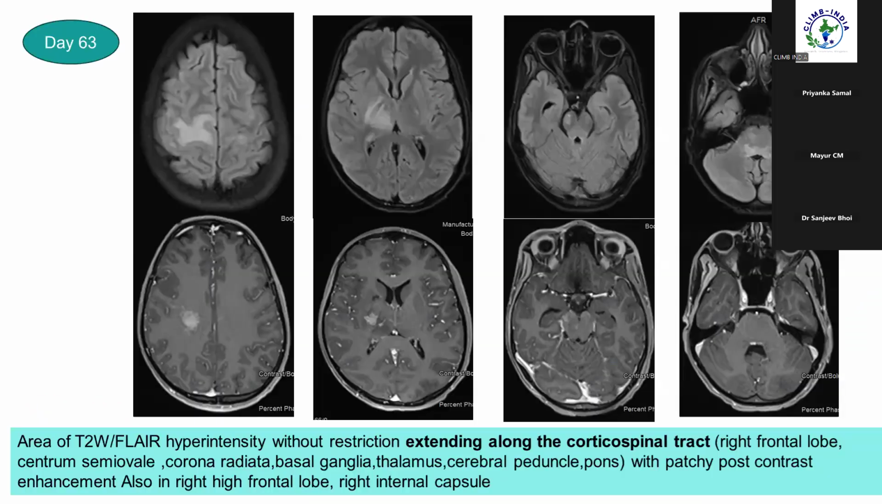On day 63 of symptoms, that is after 12 days of discharge, one more MRI was repeated, which showed again the hyperintensities in the right high frontal region, extending up to the right internal capsule and basal ganglia, cerebral peduncles, right midbrain, and up to the pons. All the lesions which were present before were now slightly increased with some new lesions. On T1 contrast, we can see patchy contrast uptake and also enhancement of the fifth cranial nerve.